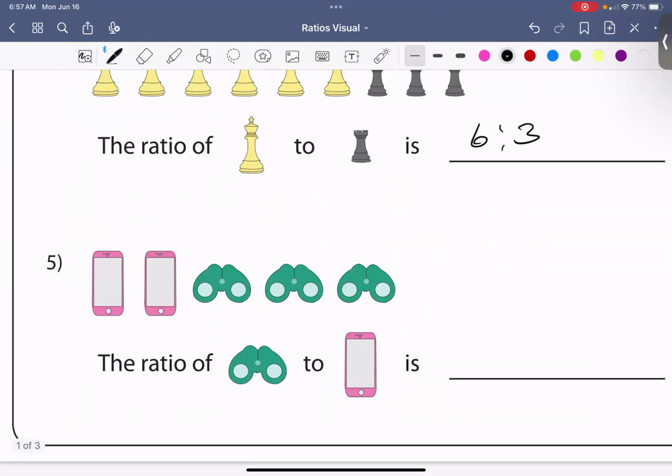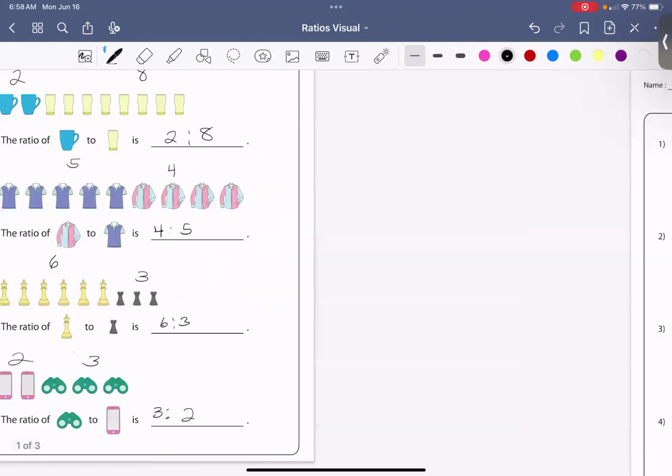All right. Next, we have a cell phone to binoculars. Oops, not 3. This is 3. And this is 2. So the ratio of binoculars is 3 to cell phones is 2. Let's do a few more.